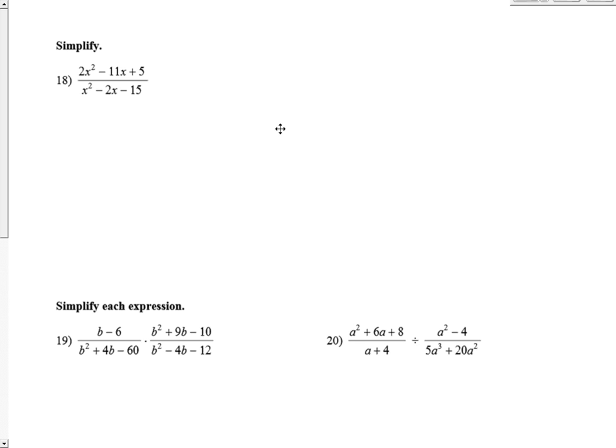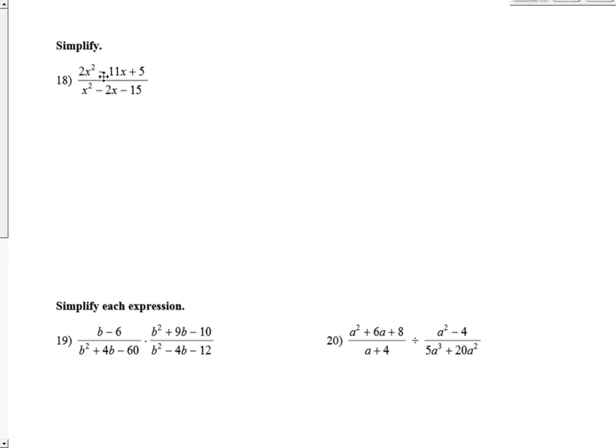All right, and here is the last page. So we are doing 18 through 22. So when we look at this problem, it says to simplify. And what we have here is just a fraction of two polynomials.